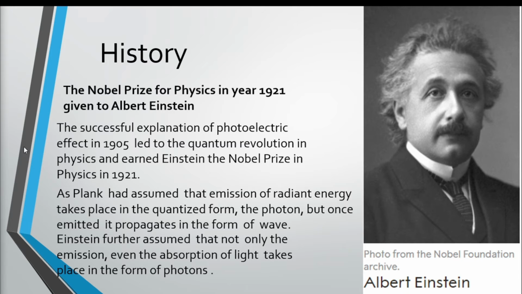Now, the Nobel Prize for Physics in the year 1921 was given to Albert Einstein. He gave the successful explanation of the photoelectric effect in 1905, which led to the quantum revolution in physics and earned Einstein the Nobel Prize in Physics in 1921. As Planck had assumed that emission of radiant energy takes place in quantized form, the photon, but once emitted it propagates in the form of a wave, Einstein further assumed that not only the emission, but even the absorption of light takes place in the form of photons.